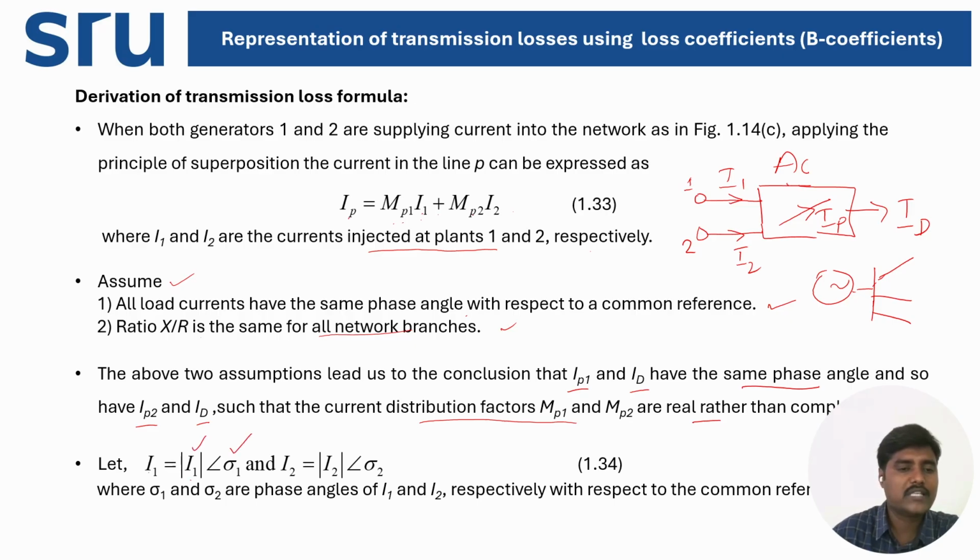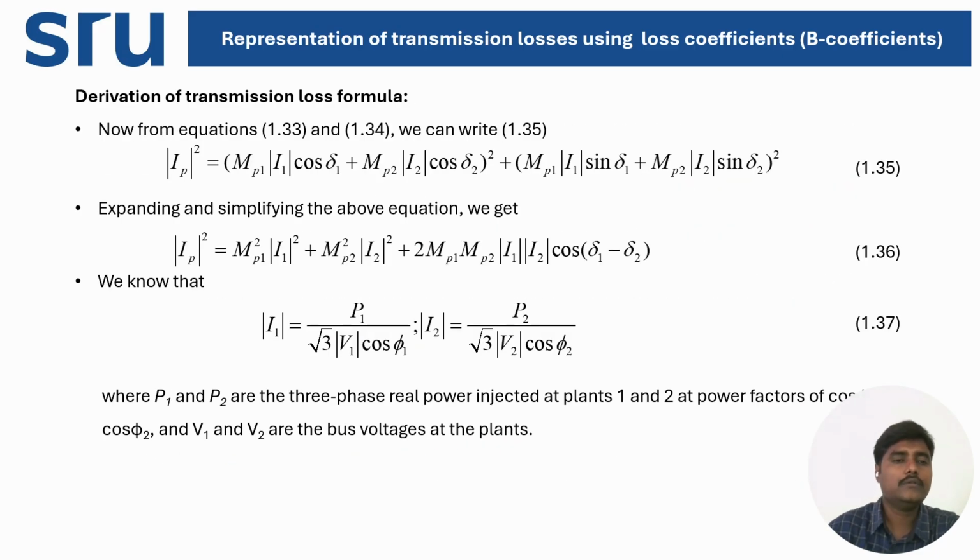So let I1 be expressed as modulus I1 at an angle of sigma 1, and current I2 be expressed as modulus I2 at an angle of sigma 2, where sigma 1 and sigma 2 are the phase angles of I1 and I2 with respect to a common reference. Now, once we substitute those equations in the earlier equation, you get equation 1.35.